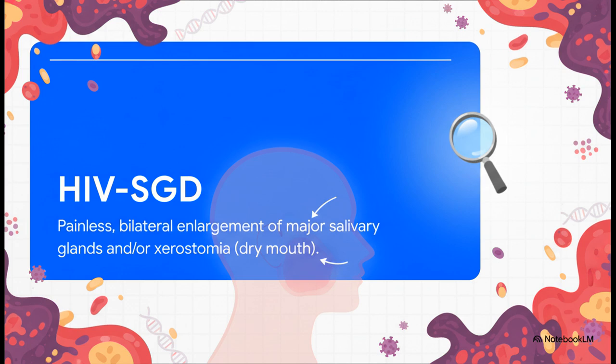It's defined by that exact picture: painless swelling of the big salivary glands on both sides, often with that dry mouth or xerostomia. Now, the absolutely crucial thing to remember here is that this isn't just some random symptom. It can actually be one of the very first signs of an HIV infection, sometimes showing up before anything else.